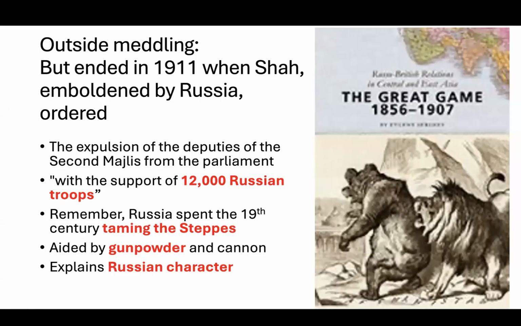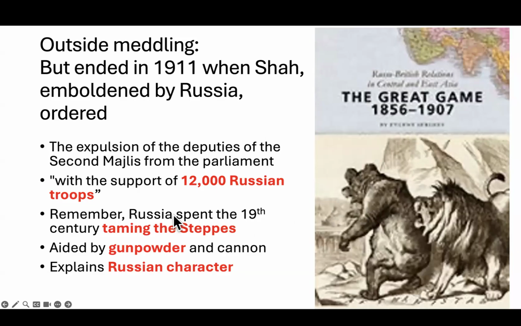But then what starts happening in 1911 is a whole bunch of outside meddling. Obviously, at the end of this story, we're going to be very much involved, the United States. But in the beginning, it was Russia. They came in and sabotaged the functioning of the parliament and helped the Shah disband it. So this was the Great Game, which started before that, but this was the latest installment of the Great Game.